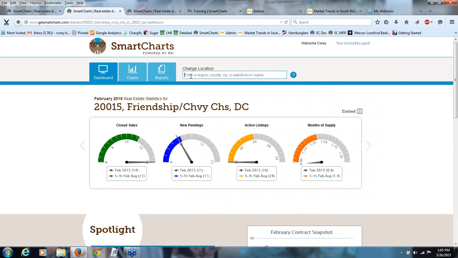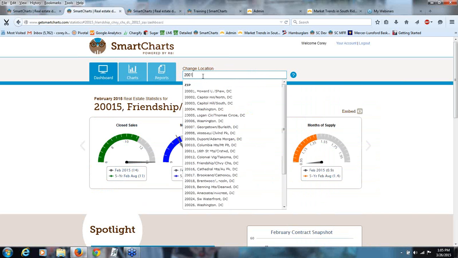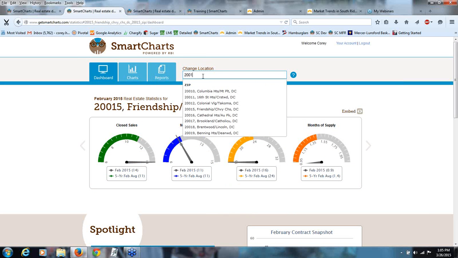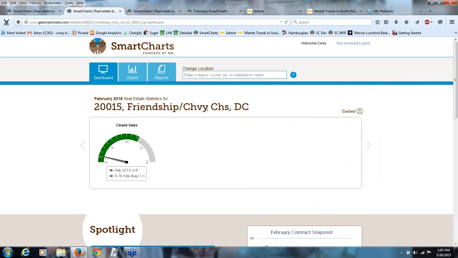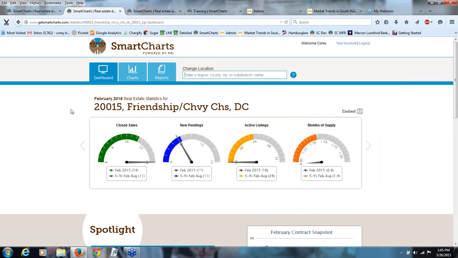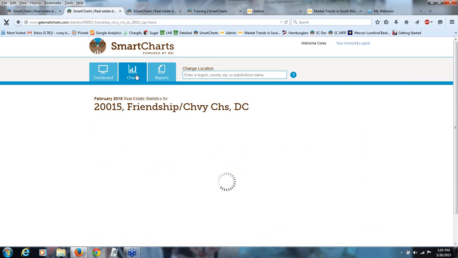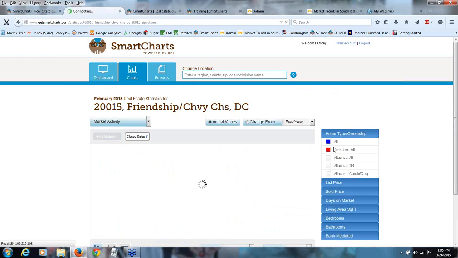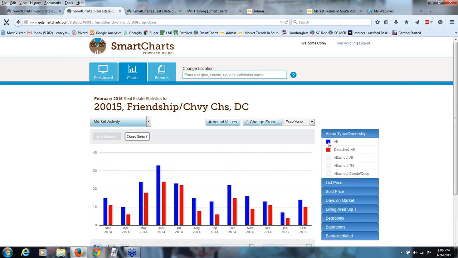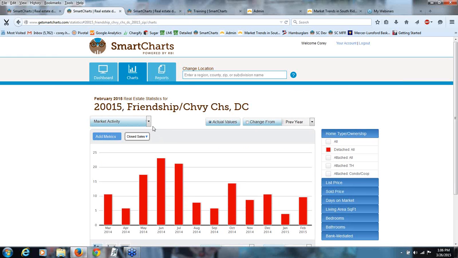So diving into that zip code's page, I just typed in 20015 and picked it from this list. The application refreshes so that all the stats pertain just to that particular location. I dove into the charts. I knew that it was a detached listing, so I turned that on and then took a look at days on market for detached listings within that zip code.